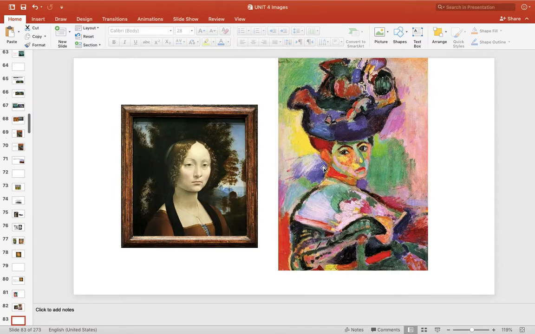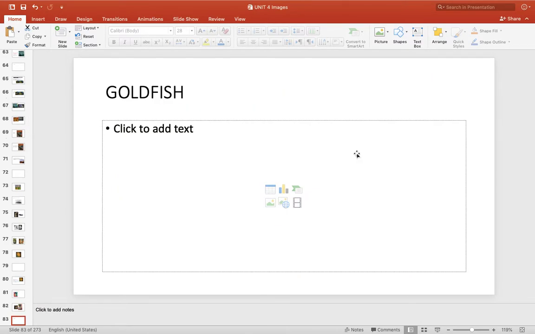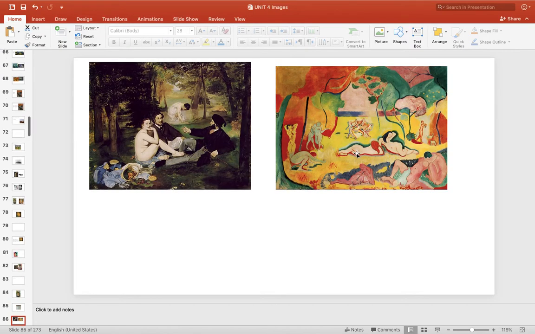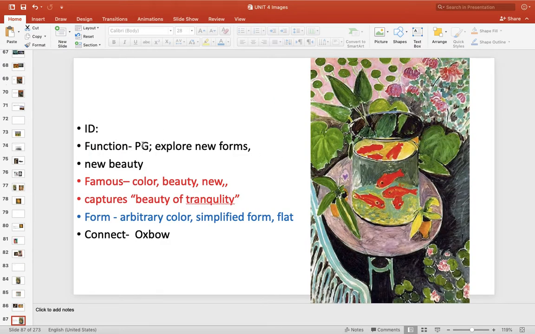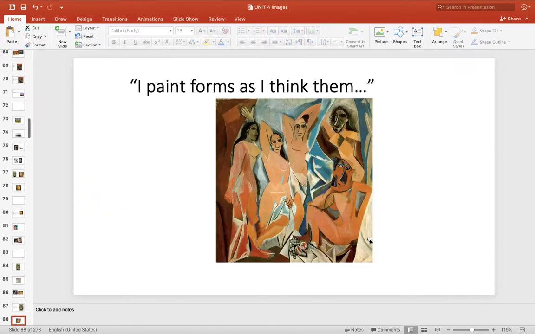Matisse, arbitrary color. You express, not naturalism. You use color to express. Goldfish. You want to love Morocco. All right, what's he doing? He's exploring new forms, new types of beauty. Matisse is famous for color, for beauty, and in this case, he captures the beauty of tranquility. The form, arbitrary color, simplified form, flat, modern art, Matisse.